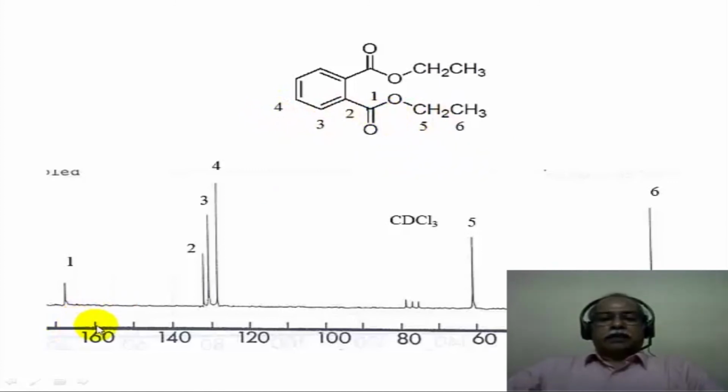Carbonyl signal comes at the highest delta value, around 168 or so. Then comes the ipso carbon, which is carbon number 2. From the intensity itself, one can say that this is the ipso carbon because the carbon intensity is low. Carbon number 3 and 4, which are methine, CH carbons, have much higher intensity. And this particular carbon corresponds to the CH2, and this particular carbon corresponds to the CH3. If one records the off-resonance spectrum, of course the multiplicity will tell which is CH2 and which is CH3. But for a simple molecule like this, a simple carbon-13 decoupled spectrum itself is easily interpretable.